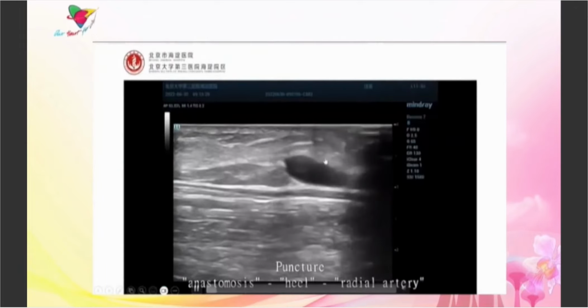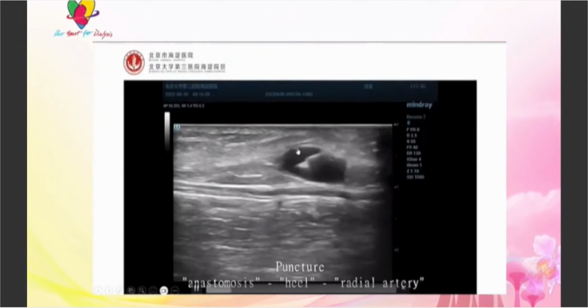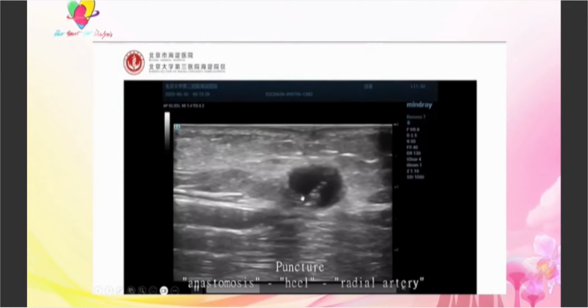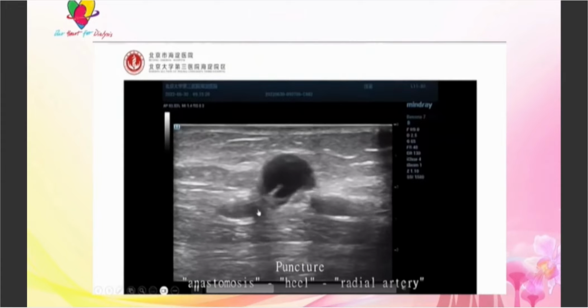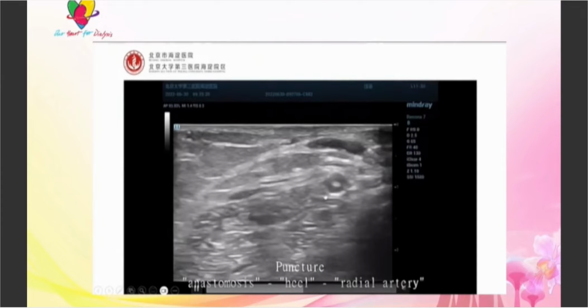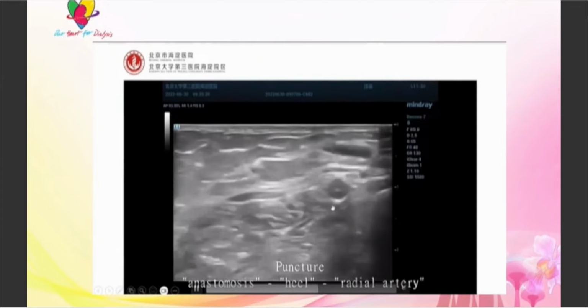So we puncture from the anastomosis heel to the radial artery in the end.